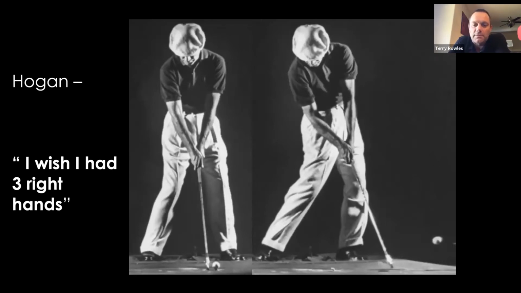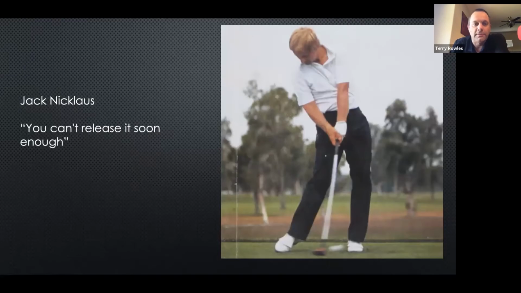It even has a reverse kind of shaft lean, which makes it easier to put the hand on there a little bit weaker. So you can see on the right, he's fully released it. He's not got any lean, right? Because relative to Lee Trevino, the lean is a face opener. So he said, I wish I had 3 right hands, which means that he could release it as much as he wanted, and the ball would not go left.